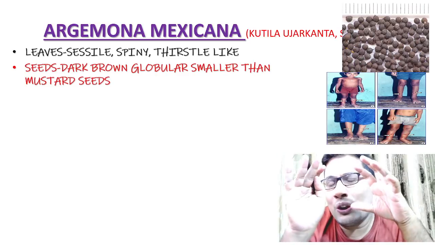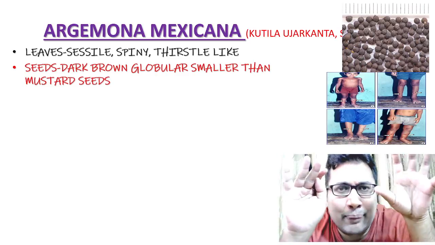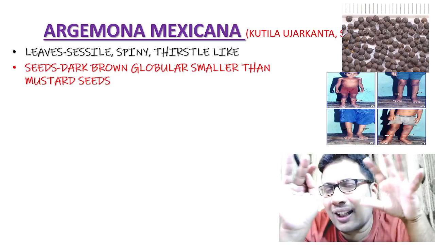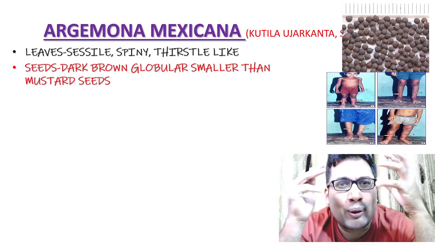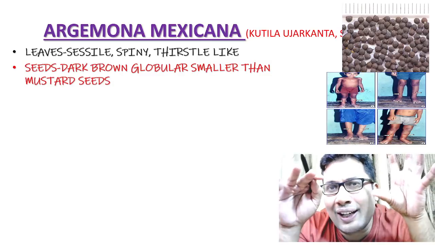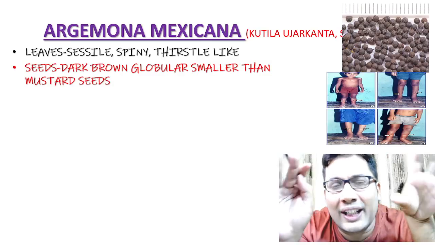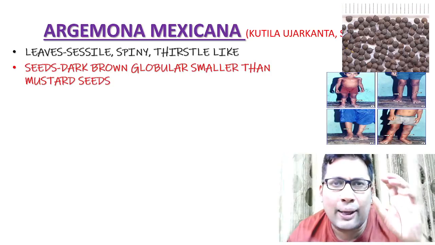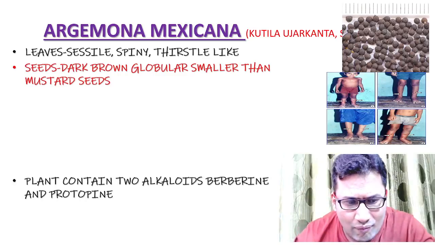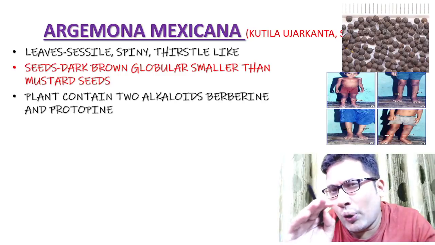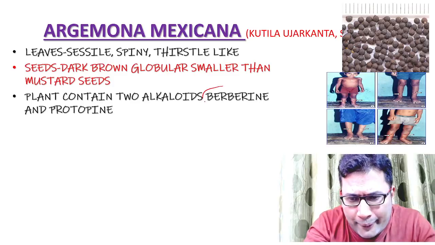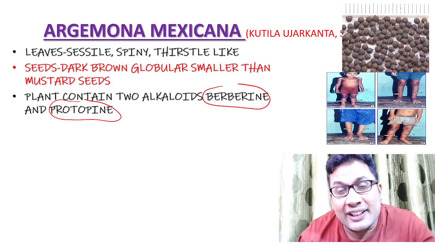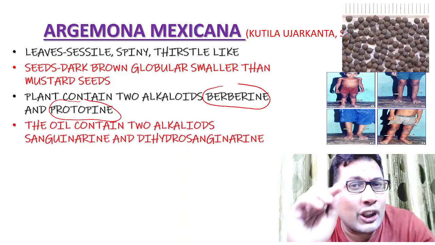That leads to increased vascular permeability, which leads to edema of the face, edema of the body, anasarca, and blurred vision. That is known as epidemic dropsy. So this can be asked: Argemone mexicana causes epidemic dropsy. The plant contains two alkaloids. What are they? Berberine and protopine. And the seeds contain sanguinarine.